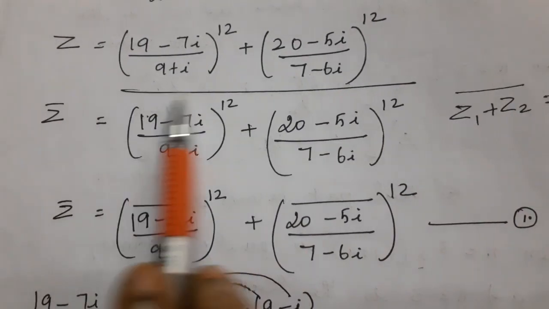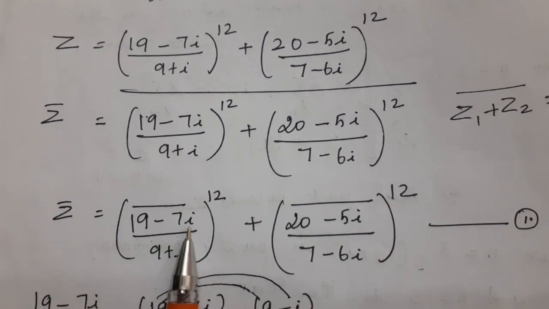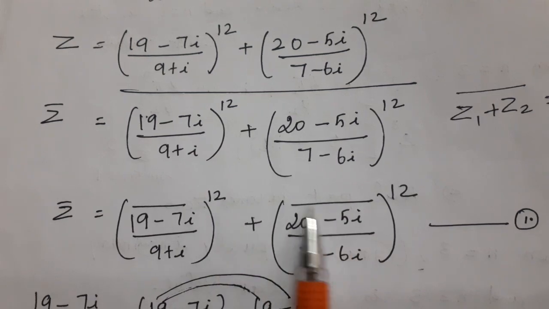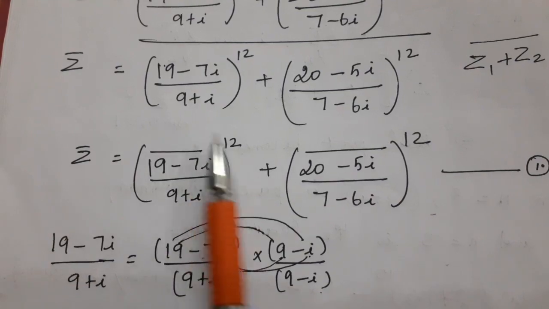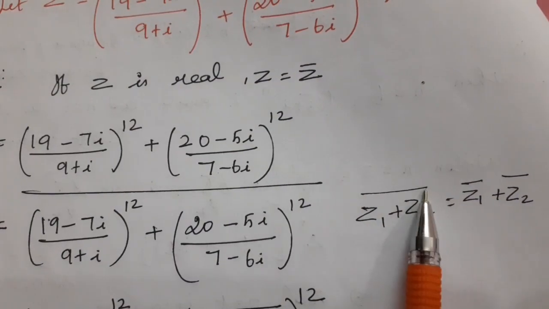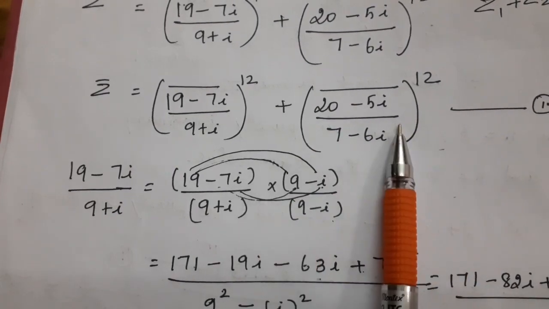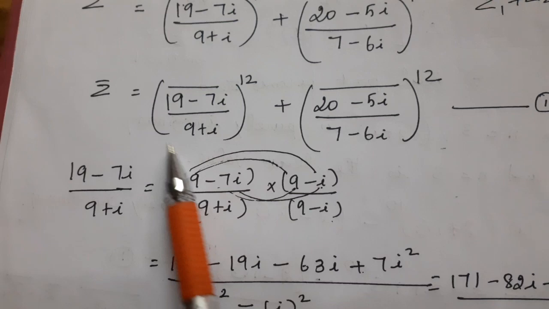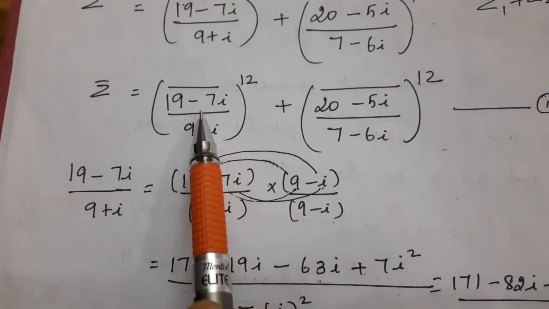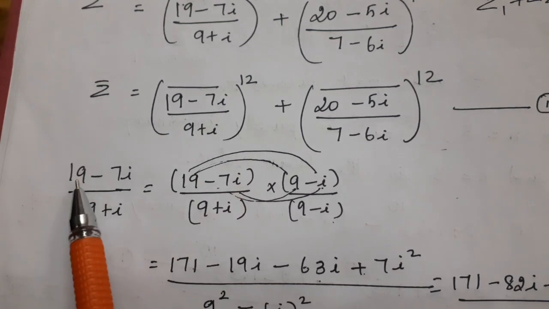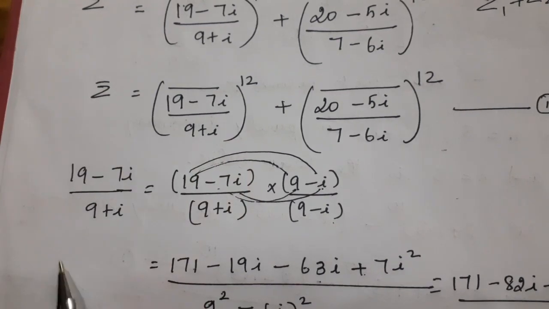So we rewrite it, taking the whole bar and splitting into two complex numbers. Z bar equal to (19 minus 7i by 9 plus i) whole power 12, with the whole bar. Using the property Z1 plus Z2 the whole bar equal to Z1 bar plus Z2 bar, we divide into two complex numbers. We take only one term first, because this is not in the A plus iB form, it has a division. So 19 minus 7i by 9 plus i, taking this term only.